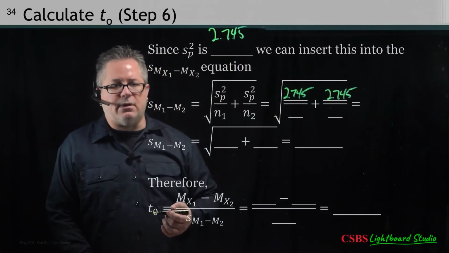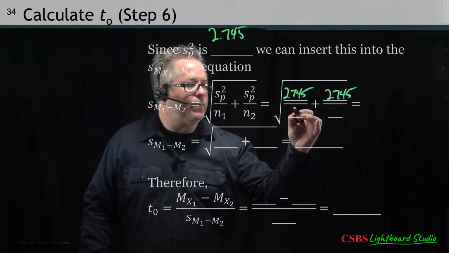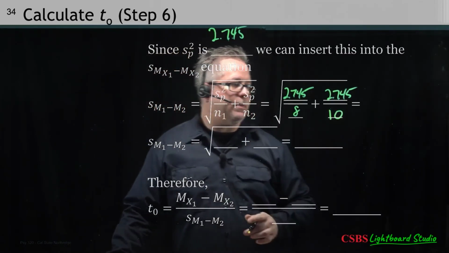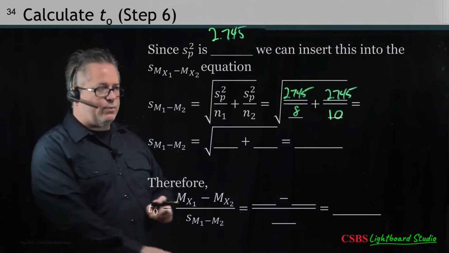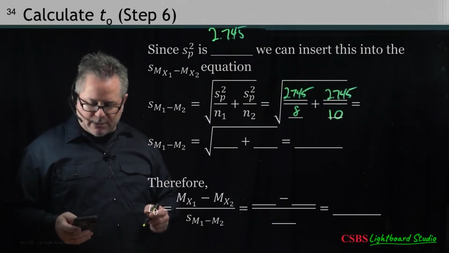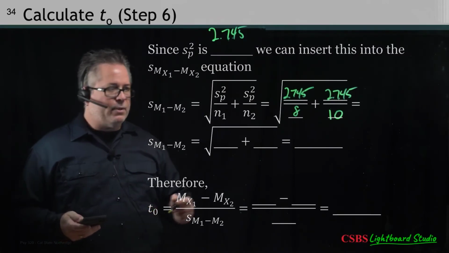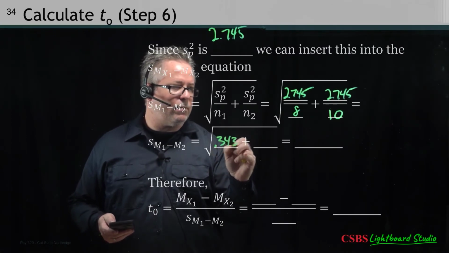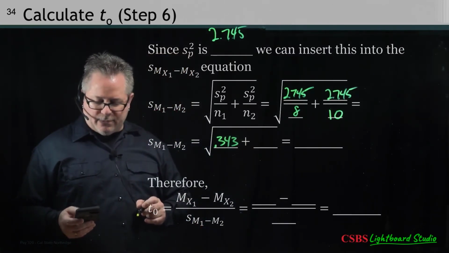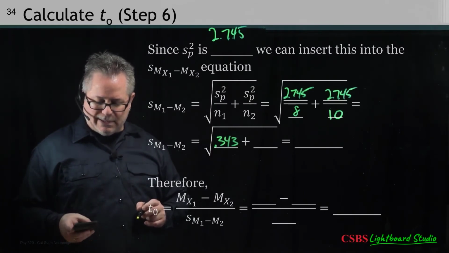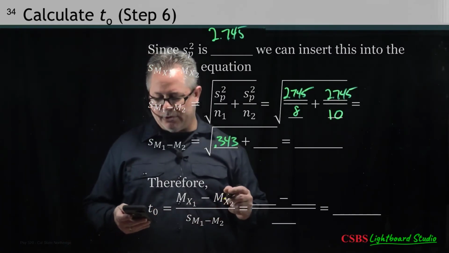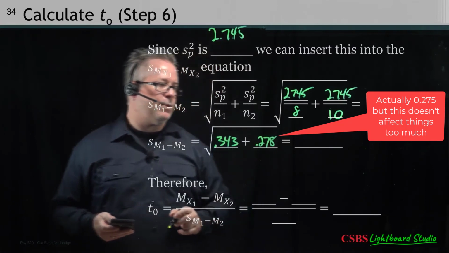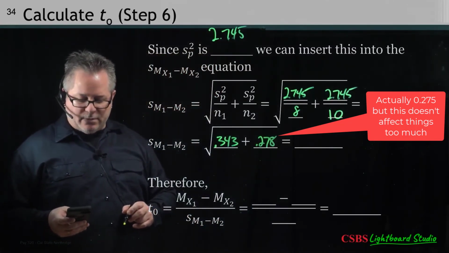The first n for group 1 was 8. The n for group 2 was 10. So I need to take 2.745 divided by 8. 2.745 divided by 8 equals 0.343. 2.745 divided by 10 is obviously 0.2745 or 0.278. This is 0.278. All right, so I need to add those together.